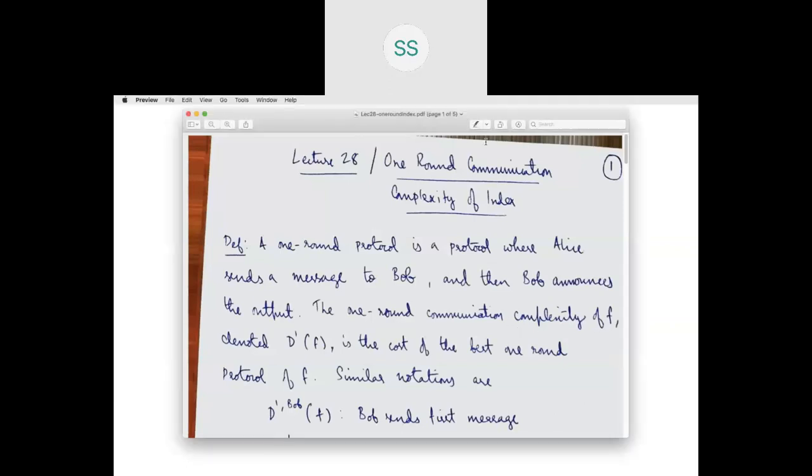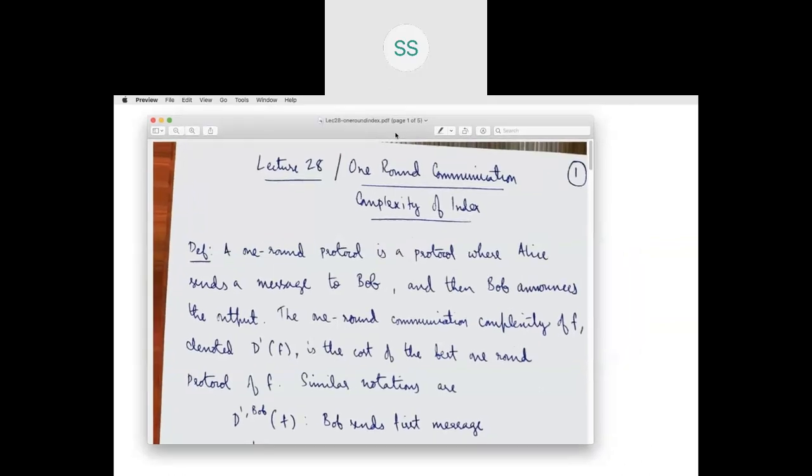Okay, so today we will see a slightly different model for communication complexity, called one round communication complexity, and we will prove a lower bound for a problem, a function called index. So, what is one round communication complexity?